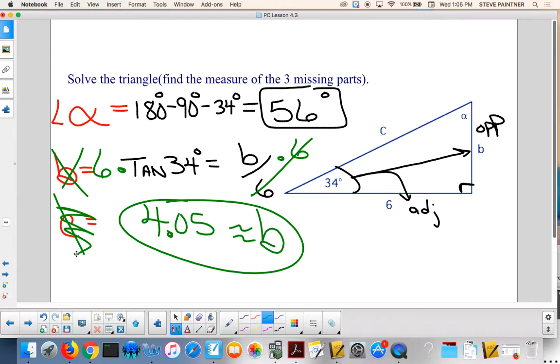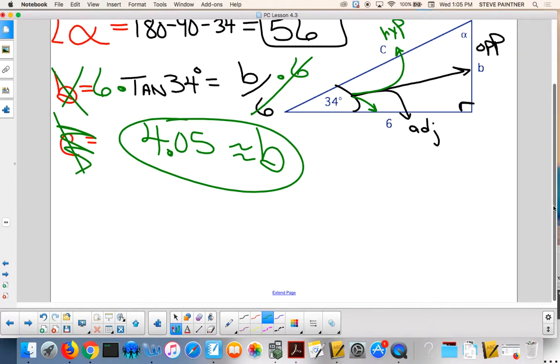If you want C, you've got to look and say, I want the hypotenuse. I know the adjacent. So hypotenuse and adjacent are what? Cosine. Do you have to use 34 or should you use the other one? Well, that's the given angle. You could have used this one, but what if you got that wrong? What if you didn't call it 56? What if you called it 58?